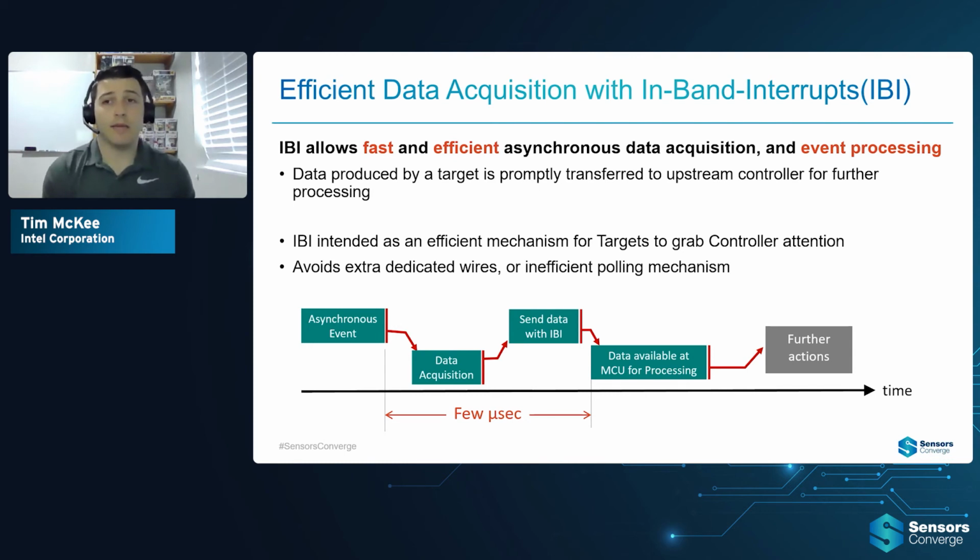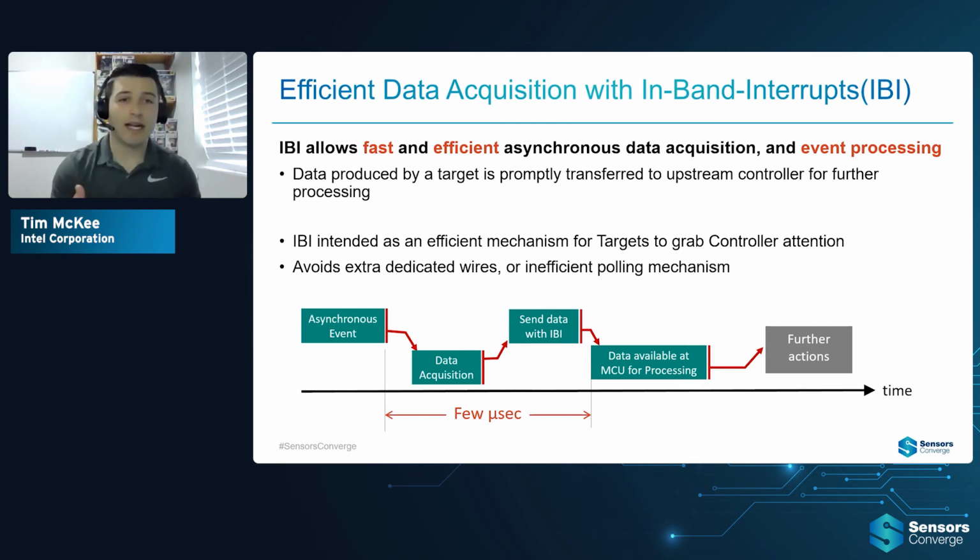Another great addition into the I3C world is the in-band interrupts, or IBIs. What these allow is fast and efficient data acquisition and event processing. So instead of having a traditional polling type system, now we allow our targets and our devices, our sensors, to send what we call in-band interrupts, where a sensor can say, "Hey, I have some data," and sends an in-band interrupt, and your controller can respond by saying, "Okay, let me have that data," and it will then send the data asked for.